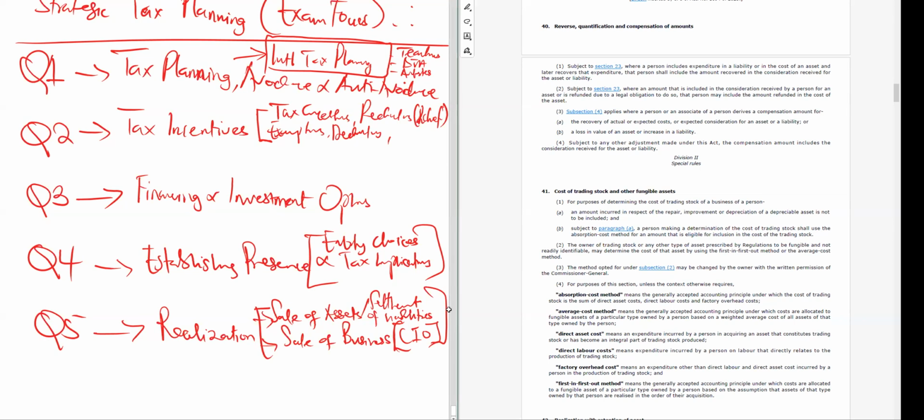So I want you to put them down. We are now going to take them one after the other to know some of the things that we should know under them, right? For a successful or for a breakthrough in strategic tax planning. These are the areas, okay? So I want you to put this one down.